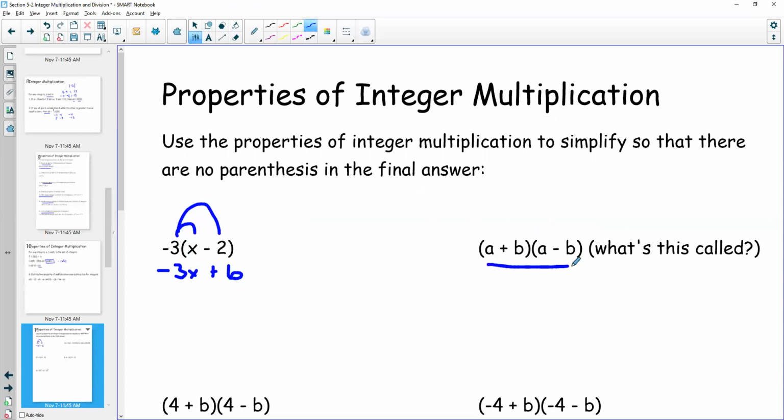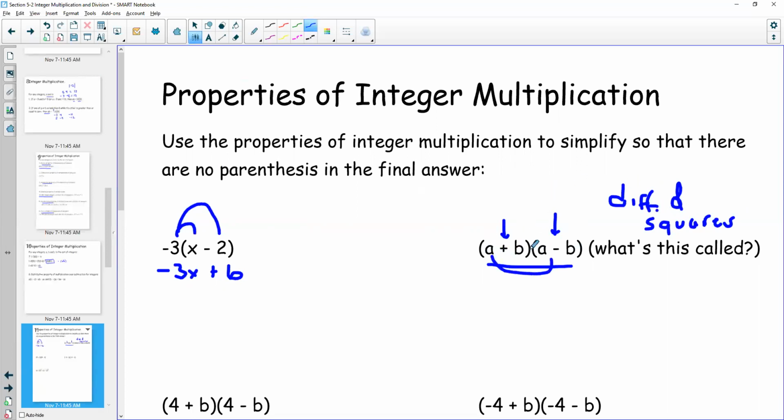When I multiply something like this, what was this called? Do you remember? We use FOIL to do it, right? But if you recognize it, the signs are different, but the things being multiplied are exactly the same. This is called the difference of squares, which apparently I'm having a hard time writing this morning. Difference of squares. Okay, this should get you back to your algebra.